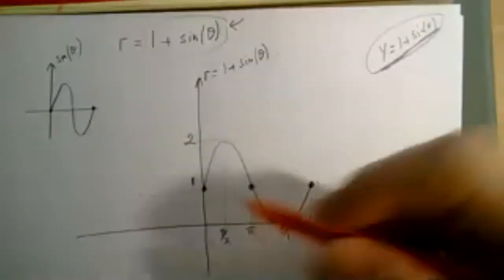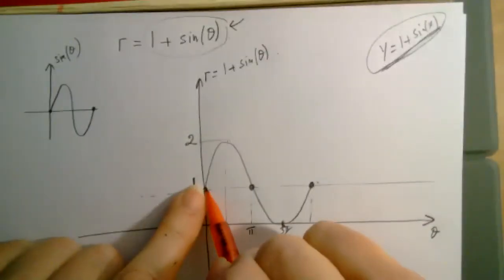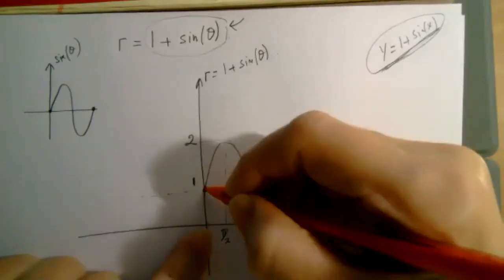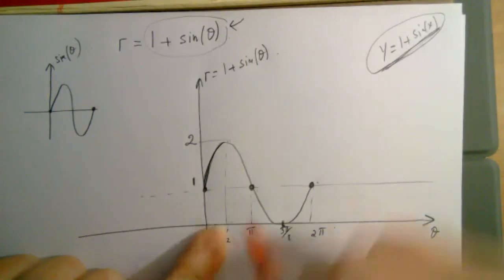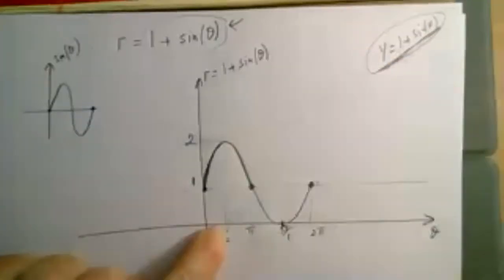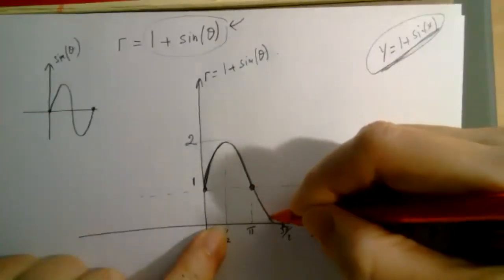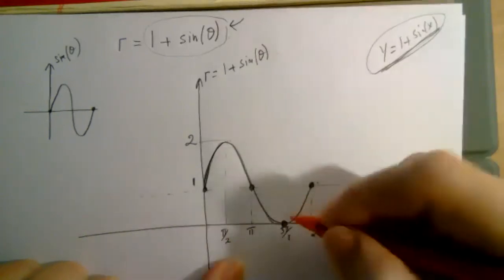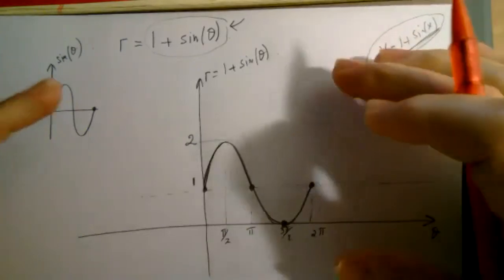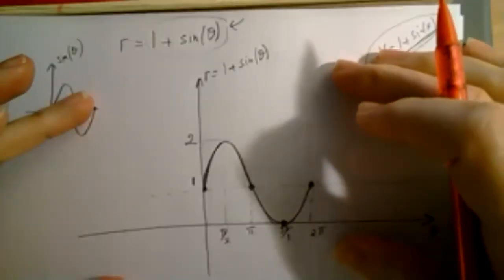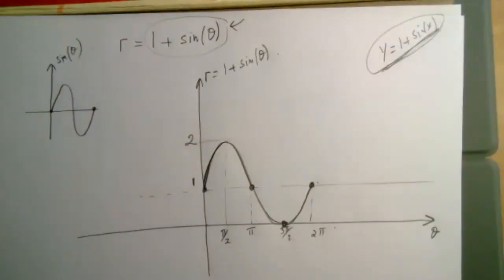But this also tells me the following. When theta takes values between 0 and pi over 2, R increases. Between pi over 2 and pi, it decreases. Then it keeps decreasing. It's 0 right here, and then it's increasing. I will use this picture that you see to sketch the actual graph.